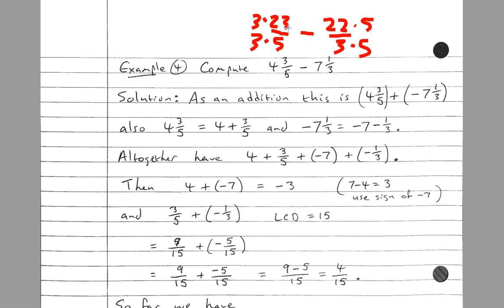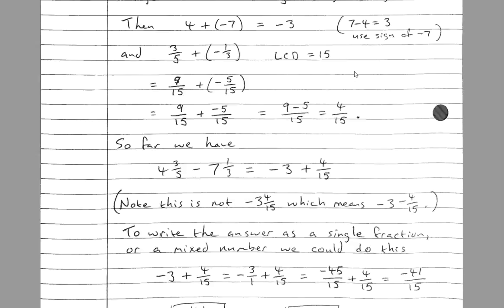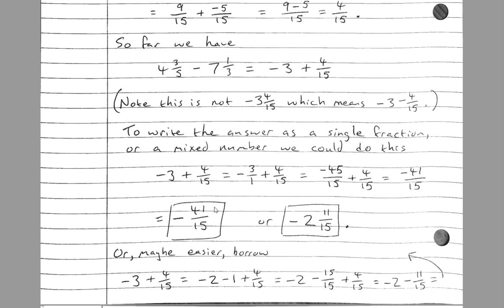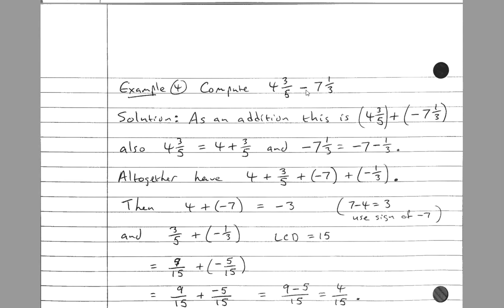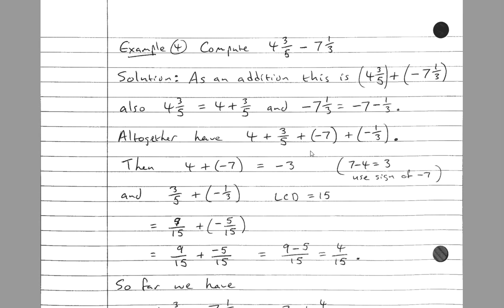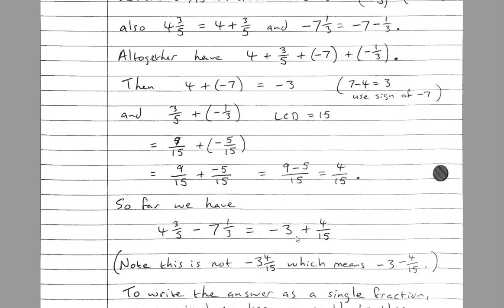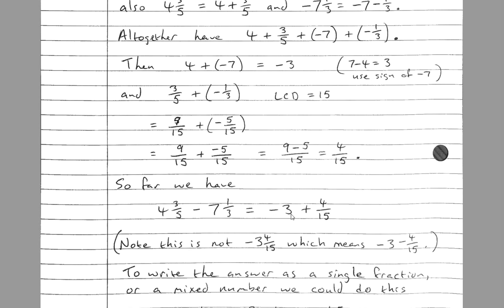So what is this? 69 over 15 minus 110 over 15. But you can do it this way. 110 minus 69 gives you 41, and then with a minus sign. So that's maybe an easier way to do this type of question. Convert them to improper fractions first, then you don't have to worry about recombining the whole numbers into fractions at the end.